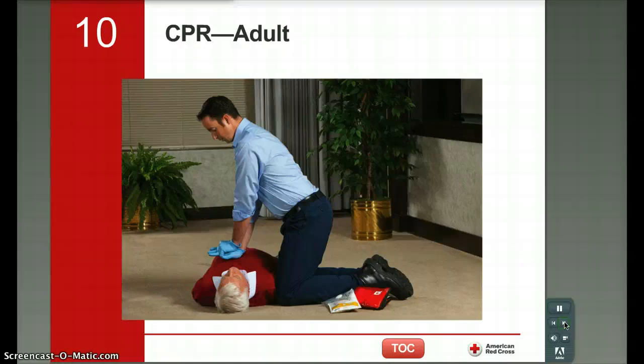As you notice right here, this is adult CPR. I'm going to stop the screencast and we'll start another screencast where we'll talk about the proper way to perform adult CPR and also watch a short video on how to perform that as well.